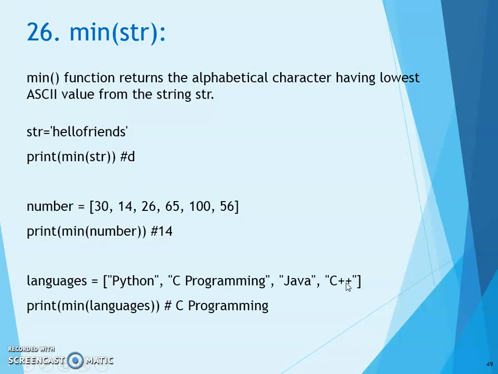For this string list, this C has the smallest ASCII value. This C, again plus is coming as an operator, and here after the C a space is there, which has the minimum ASCII value. So it will return us C programming as the minimum value.